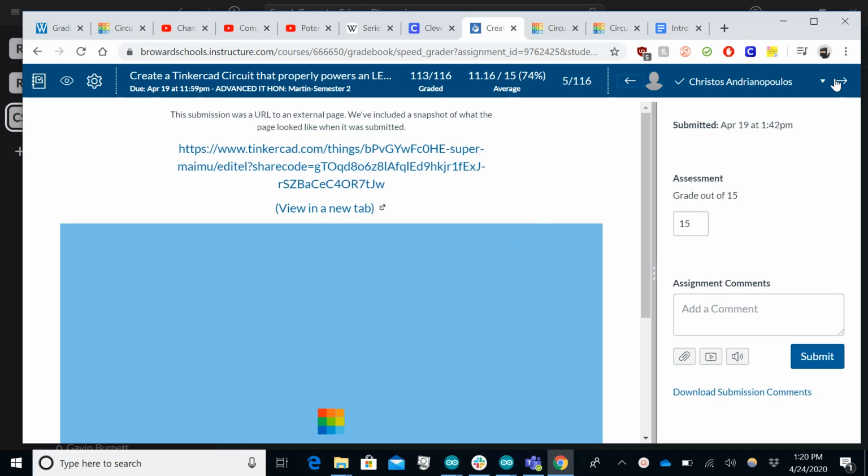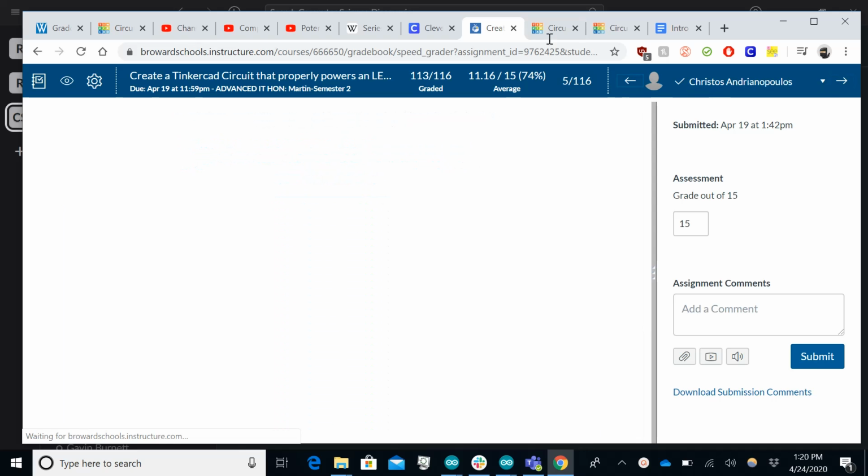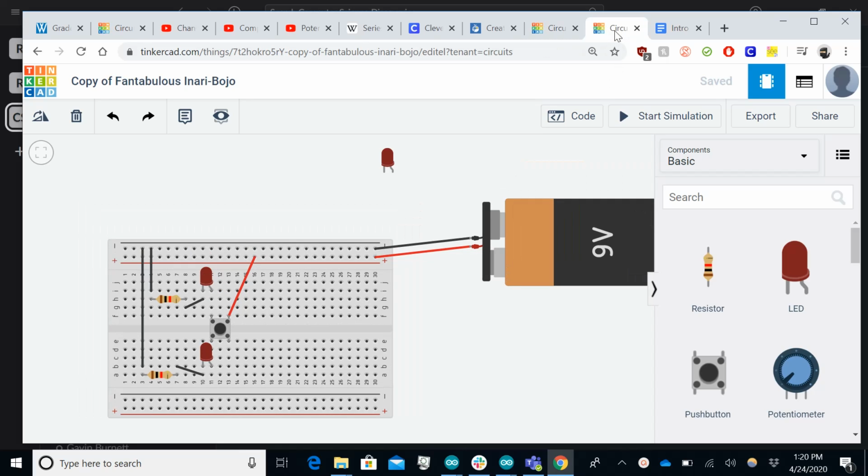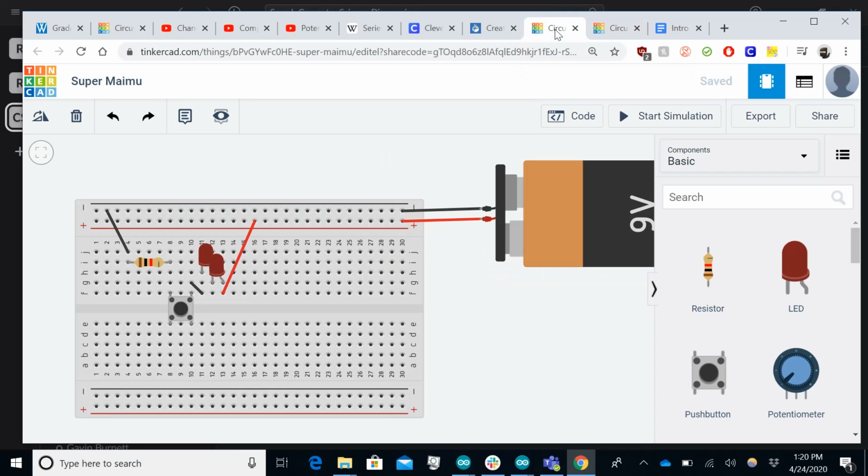Now, a good example of this: the first two people to turn this assignment in were Christos and Leah, and I pulled up their two circuits, and they look very different. I want to explain what's going on in their circuits and why both of them are perfectly valid circuits that work. Now, they do things completely differently. So let's look at Christos's first.